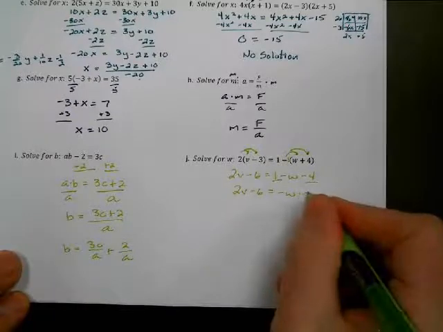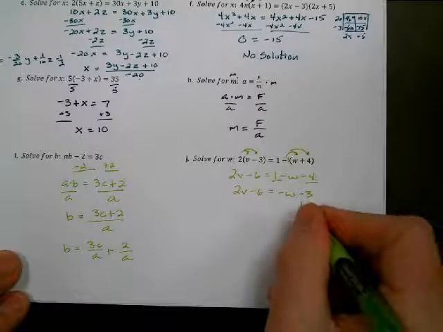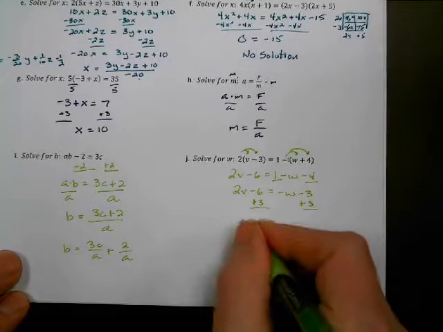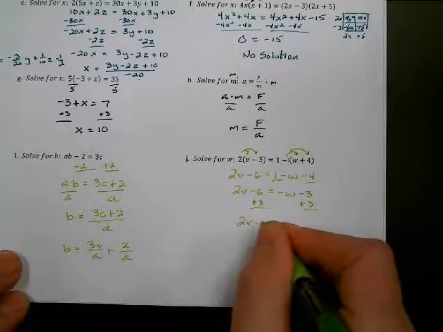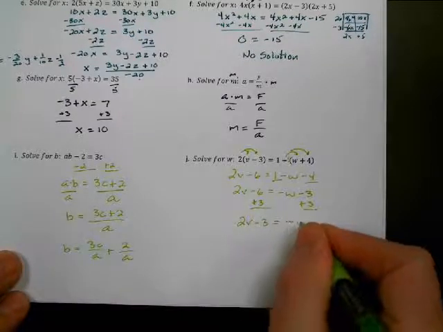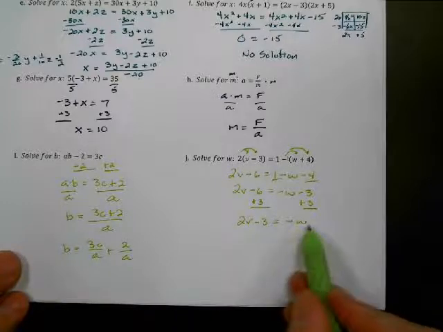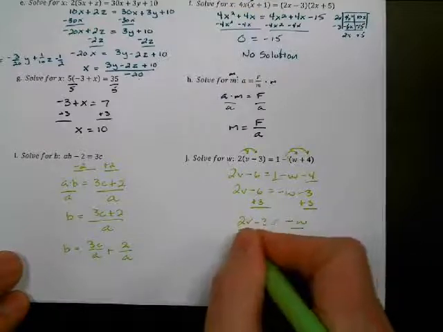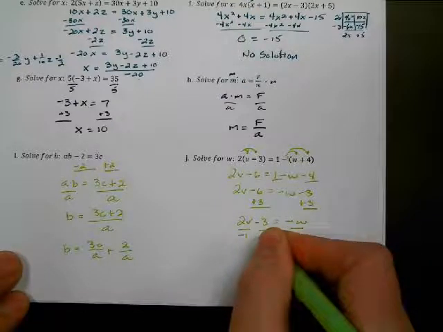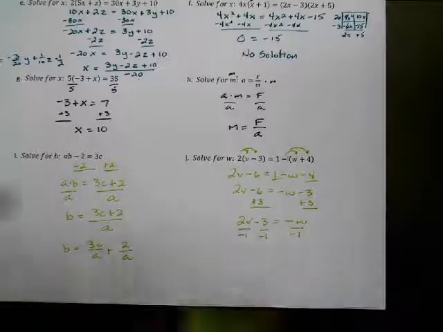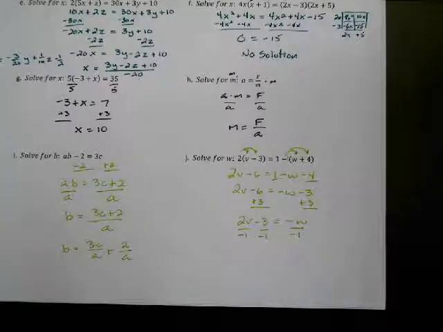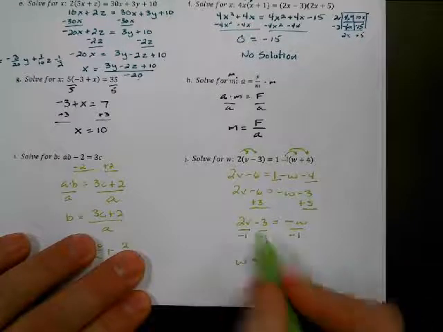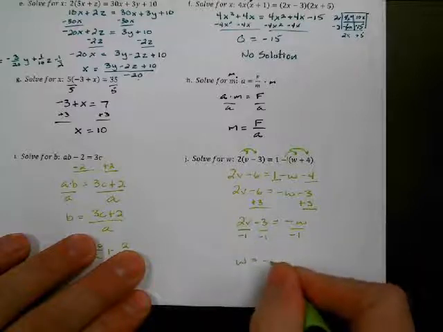Okay, now I'm going to add 3 to both sides. Over here on the left, I got 2v minus 3 equals -w. Okay, so this is -1 times w. So I'm going to divide everything by -1. Remember, you need to do the division property or the multiplication property. Everything has to be divided or everything has to be multiplied when you do that. So I've divided everything by -1. I've got w is equal to 2v divided by -1 is -2v, and -3 divided by -1 is +3.